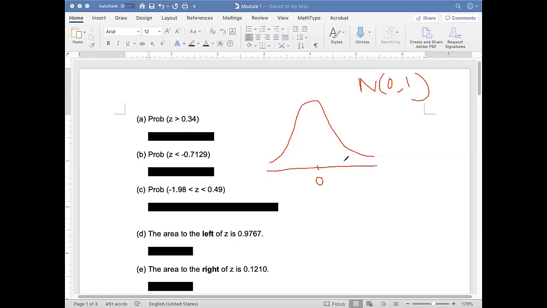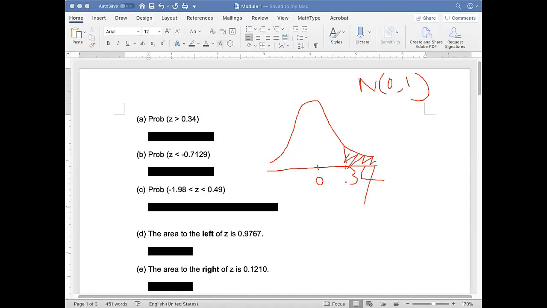Here, I'm going to label it out, 0.34. We want to find the probability to the right of it, so you draw a line. This is the part you want to find. What are you going to do next? You're going to look up the z-table. You have the z-score, and you want to find its corresponding probability. Are you going to look up 0.34? Yes, we are all going to look it up.